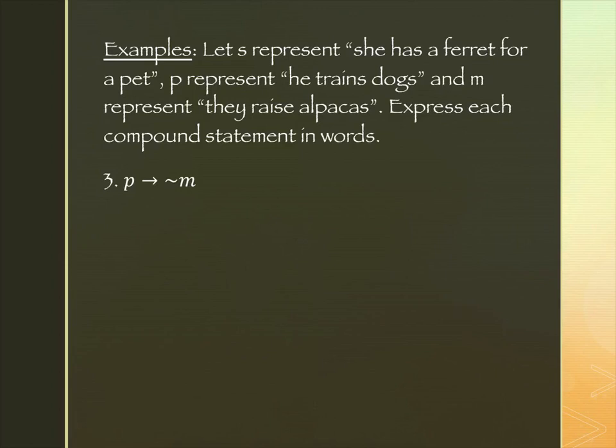Because I see an arrow, how is my statement going to start out? If. Okay, what is the P referring to in the way that it's set up? He trains dogs. So that's what comes next. If he trains dogs. What would we do next? Then. Okay, then comes our next piece, then. And now I have not just M, but I have the negation of M.